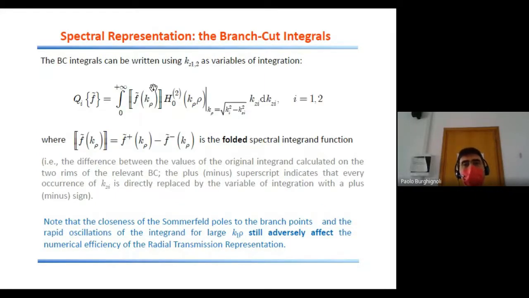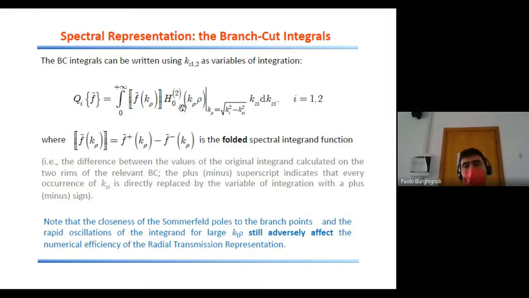Okay, if we now observe the branch cut integrals, those branch cut integrals which run along the two rims of the branch cuts can be written by changing variable. Instead of using k rho, we can use kz, and we will use kz1 in one case and kz2 in the other case. And we can also integrate from zero to infinity by folding the integrand, that is, introducing this difference between the integrand on the two rims of the branch cut, and we will indicate this difference with this double square bracket here.